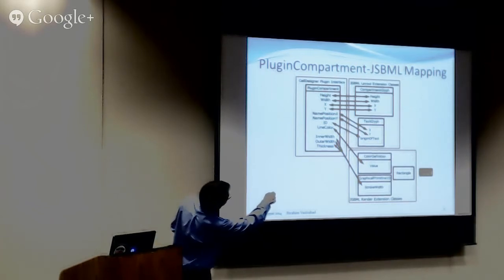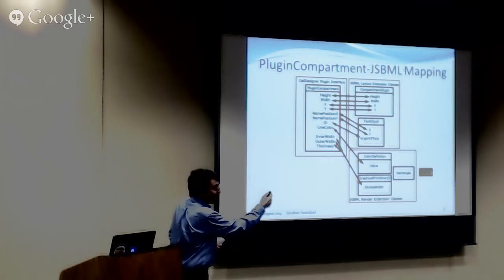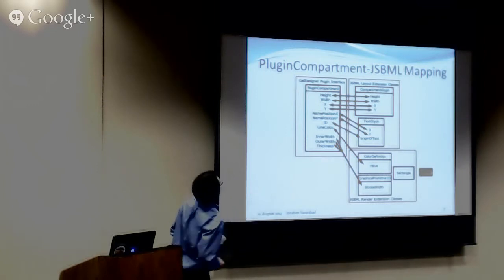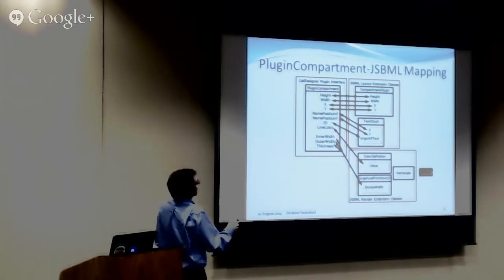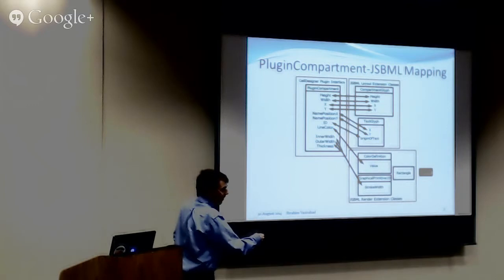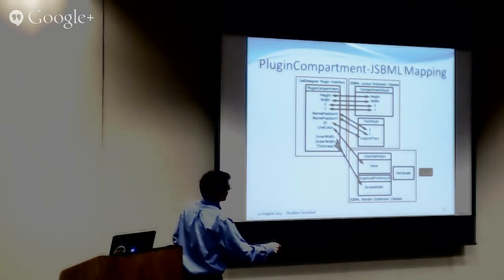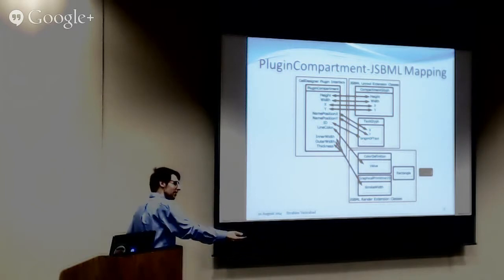So we can see over here, this is the plugin compartment class inside the plugin interface of CellDesigner, and it returns attributes that we want to map to the layout extension and the render extension. Attributes such as the height and width of the compartment, the x and y coordinates of the compartment, etc., map with the layout extension, while the shape of the compartment and colors, line widths, etc., map with the render extension.